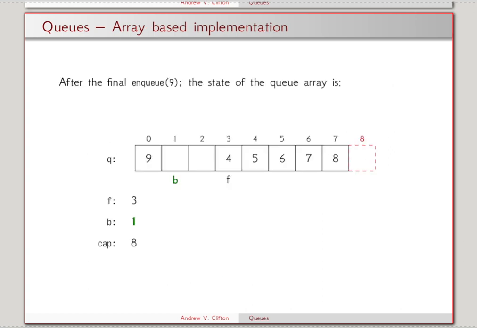So if we go back here, we do that final NQ, 8 goes here. After that NQ, B would cycle back around over to here, so that when we do the final NQ of 9, that places 9 there, and then B moves up to the next position at index 1. This is the next available spot, the next place that I could put something in. So that lets me take full advantage of all the space that I have in my queue array.